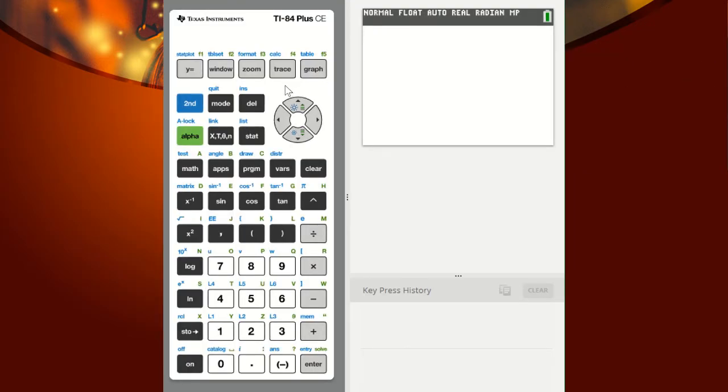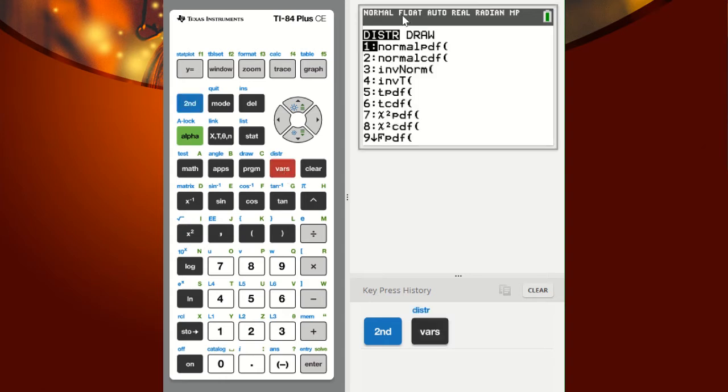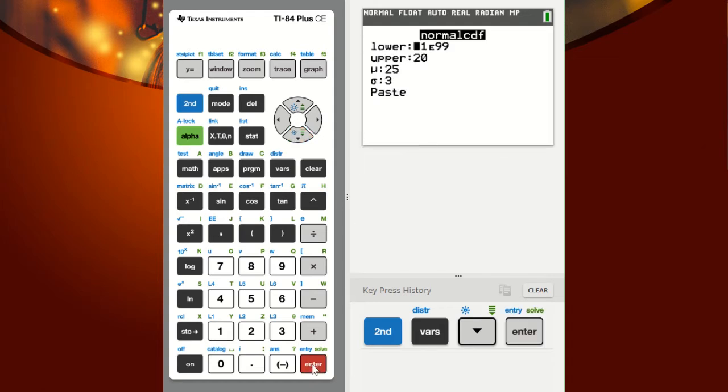Okay, so on the TI-84, we're going to be in the distribution menu, or DISTR. So we're going to hit second, vars, and we have distribution and draw. The draw isn't that great, so we're just going to deal with distribution. We're going to use normalcdf. It's the second one down. Do not use PDF. We will never use that one. We will only ever use CDF because CDF is a range of values. So then I need to hit enter.